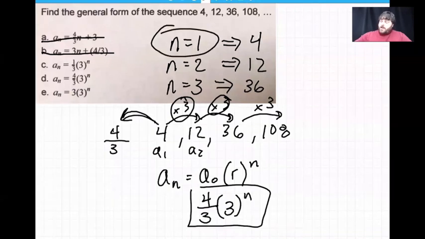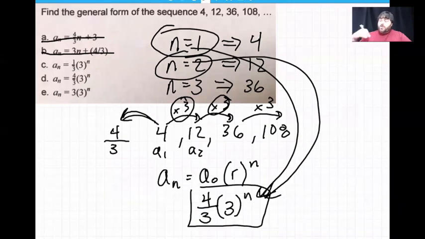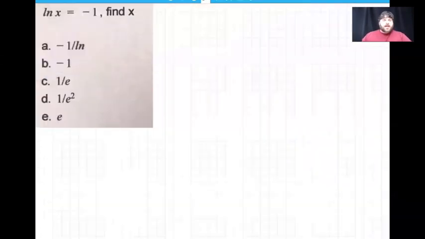Again, plug in n equals 1, you'll get 4. Plug in n equals 2, you'll get 12. So it will generate the sequence here. So that's another way you can actually make sure you did it correctly. So plug in n equals 1 and 2 and 3 and so forth. All right, natural log of x equals -1, find x.